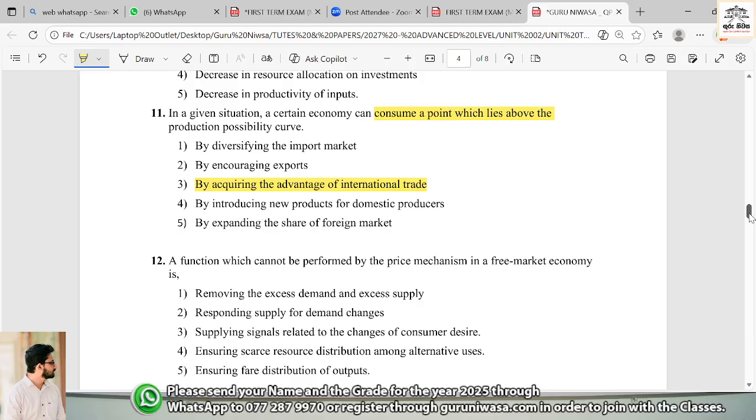An economy can consume a point outside the PPC curve if it goes into foreign trade or international trade.